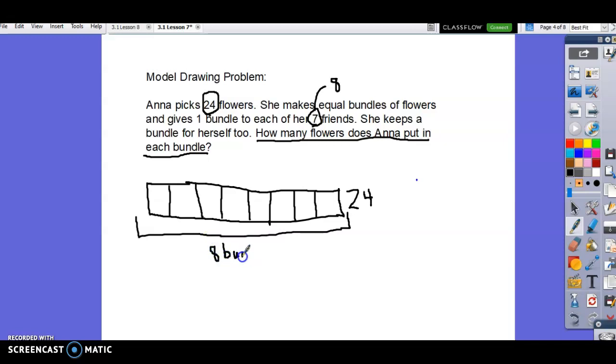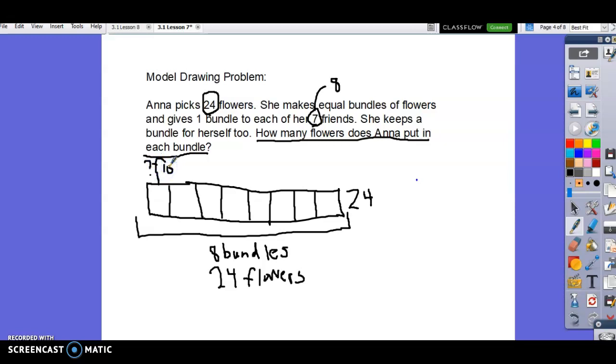Go ahead and label this in your notebook. A good mathematician always labels everything that we know, and we know that we have 24 flowers. Now, my question mark is the unknown. So let's go back and look at what we underlined. We underlined how many flowers does Anna put in each bundle. So here I'm going to write a question mark because I don't know how many flowers go here.